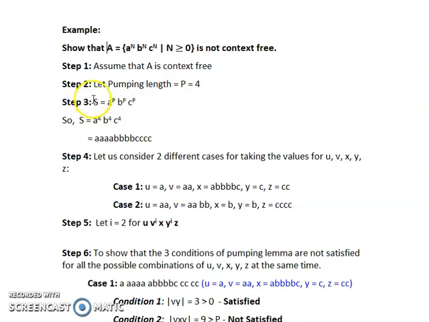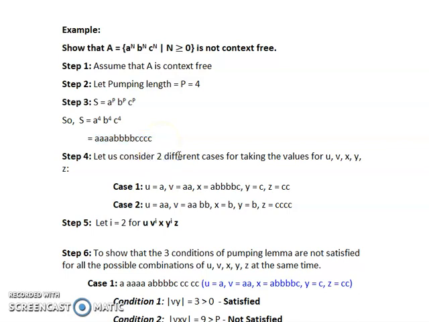Now we are finding the string S. So we are saying that A to the power P, B to the power P, C to the power P. That means A to the power 4, B to the power 4, C to the power 4. You can take any string whichever you like. But in this particular case, we are taking it as A to the power P, B to the power P, C to the power P in order to be confirmed that the length of the string S is always greater than the pumping length P. So this string can be written like this also: 4 A's followed by 4 B's followed by 4 C's.